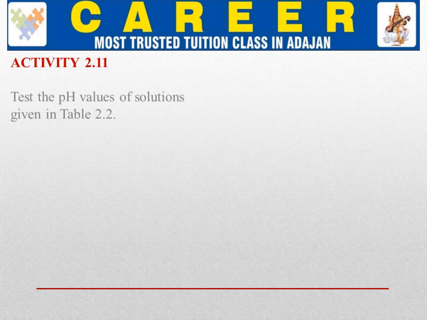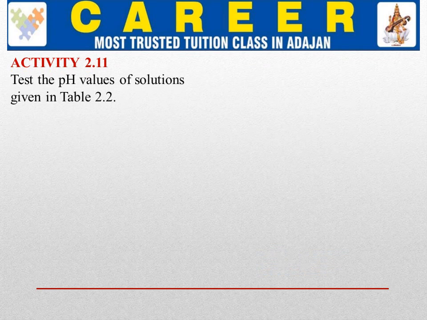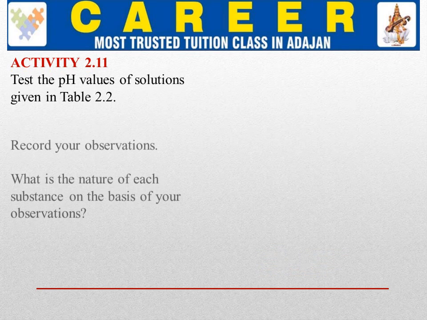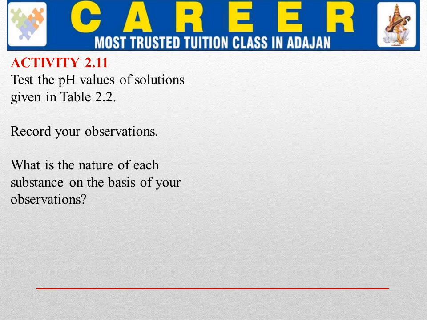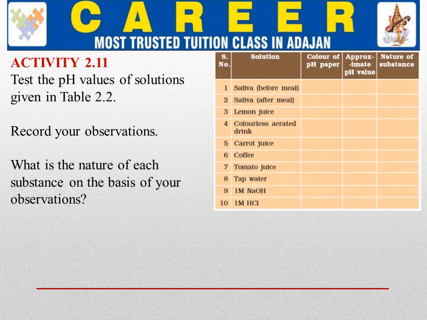Activity 2.11. Test the pH value of the solutions given in table 2.2. Record your observation and write a note on the nature of the substance. Here various substances like saliva before meal, after meal, lemon juice, colorless aerated drink like soft drink, carrot juice, coffee, tomato, tap water, NaOH and HCl solution are given. We need to note what kind of color on a pH paper they show and what kind of pH it has.